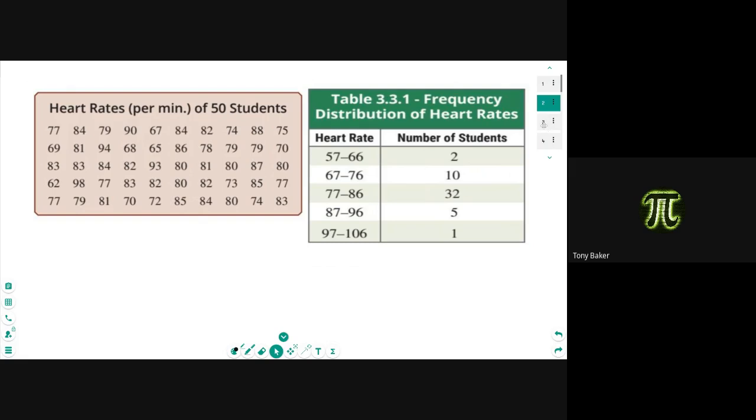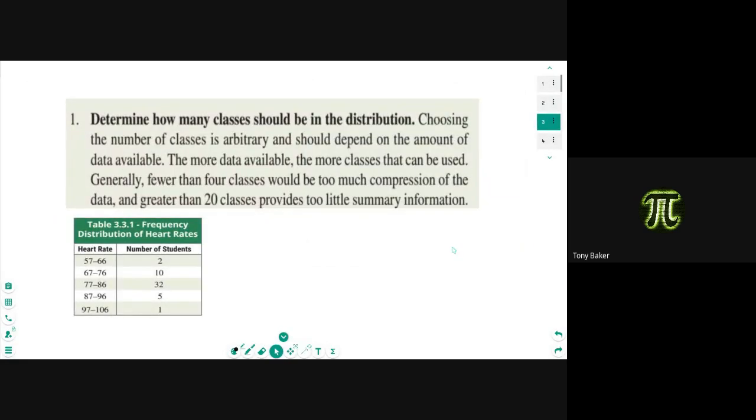All right. So first thing we have to do when we're looking at a frequency table is you have to determine how many classes there should be. A class is the breakdown of the distribution. So when we're looking at this, the first class is from 57 to 66. Second class, 67 to 76.